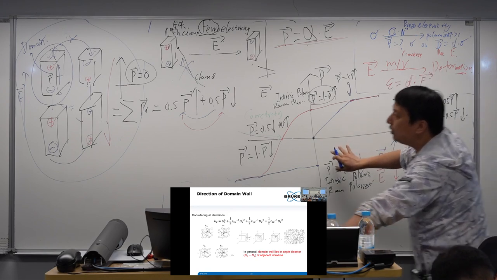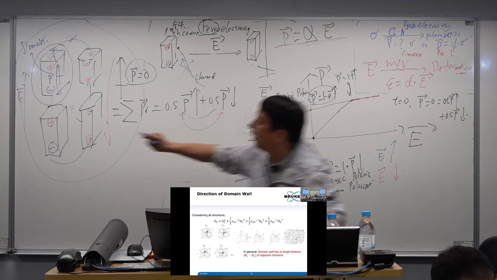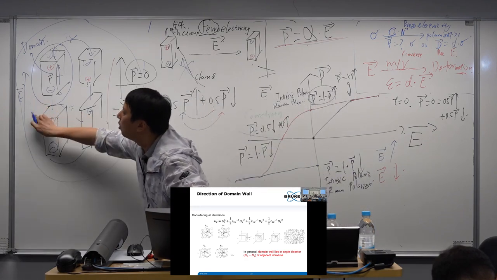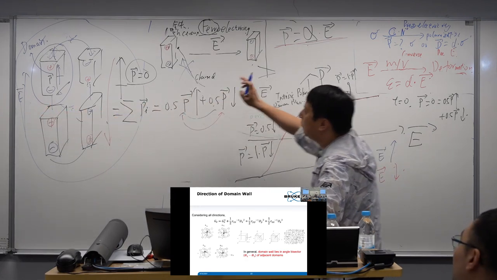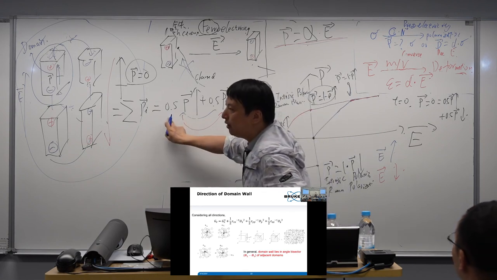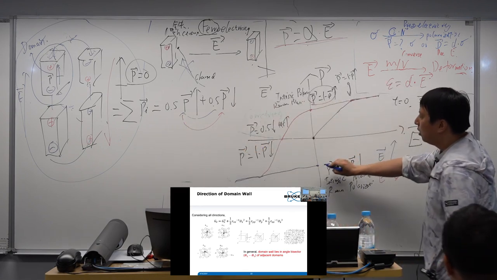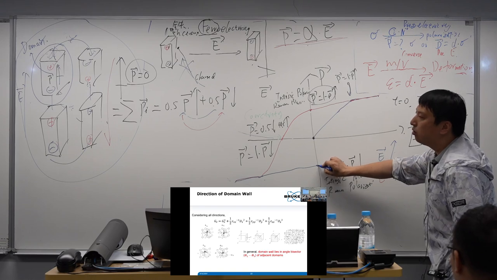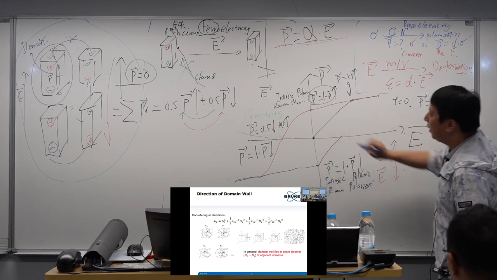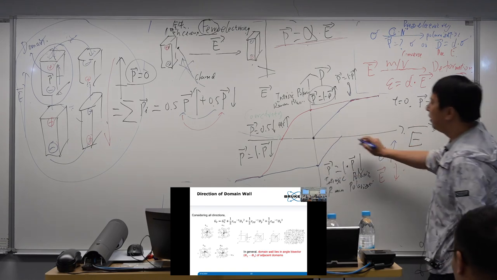Okay, and then we continuously increase the electric field. So finally, the electric field goes back to this direction. So we can change from facing down to facing up. So our polarization will increase dramatically until this point.